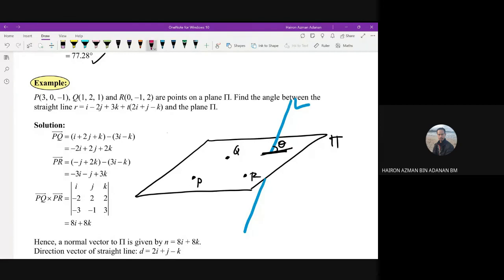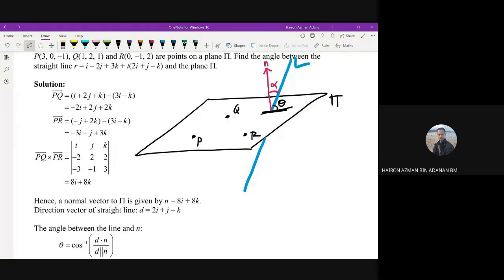Okay. Tadi saya dah cerita. Plane, vektor yang ada, kita boleh gunakan vektor normal. Nanti kita cari sudut yang ni dulu, sudut alfa ni dulu kita cari. Nanti 90 ni tolakkan saja dengan tu. Okay, sudut normal tu macam mana nak cari? Kalau kita ada 3 titik, so we can get the vector normal lah.